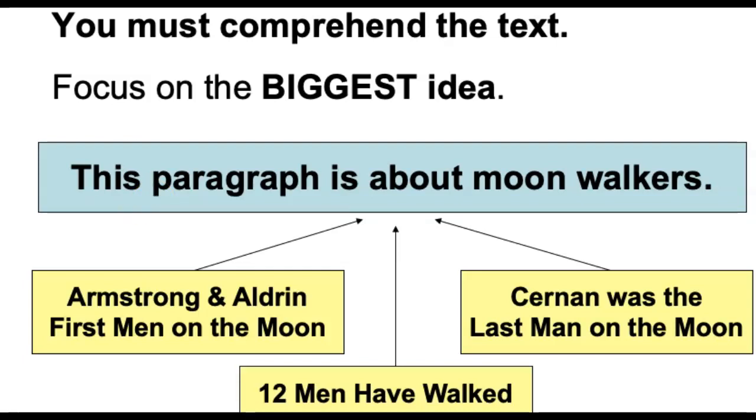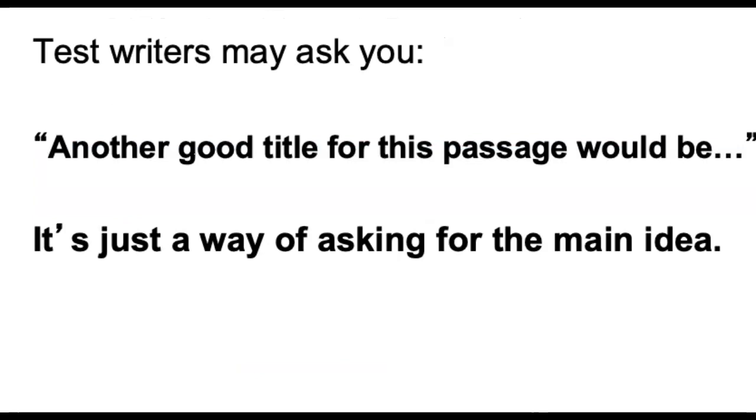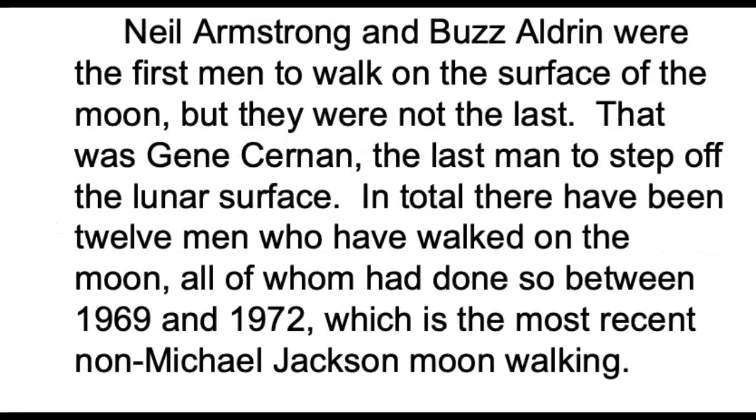Okay? Now, one thing to be careful about, test writers get tricky with you, and sometimes they try to trip you up. So they might say something like, another good title for this passage would be, and basically that's just asking you what the main idea is. So if we were looking at this example and somebody said, what's another great title for this paragraph? What would it be? People who've walked on the moon. We could definitely say that, right? Because that's what the whole thing is about. So that's finding the main idea.